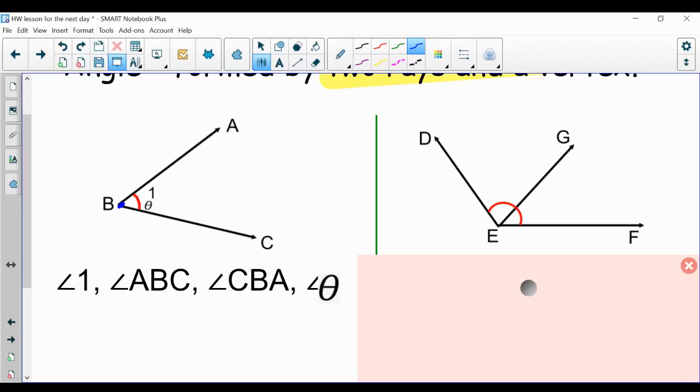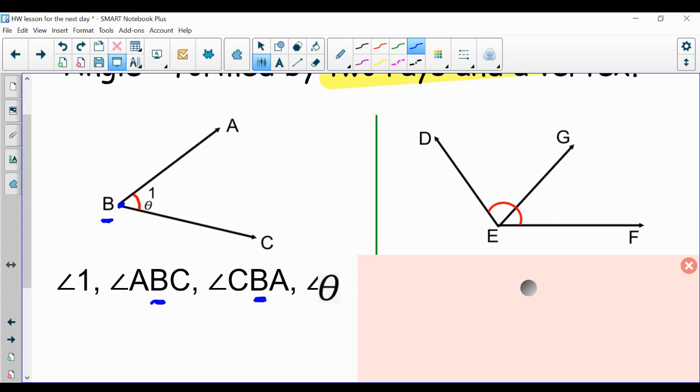I hope that you notice something here. You see the B here is the vertex. The vertex goes in the middle. The angle's vertex goes in the middle. You see, angle ABC and angle CBA. The B is in the middle. Remember that.